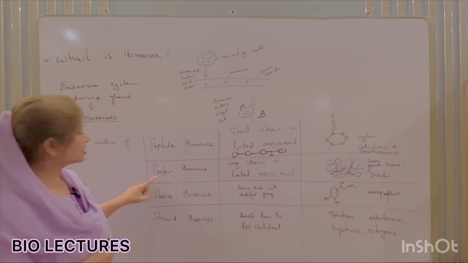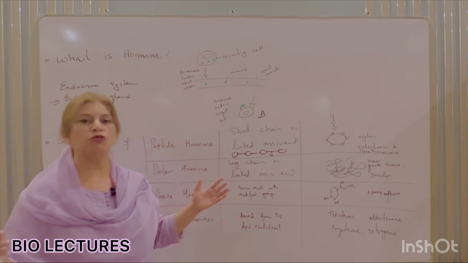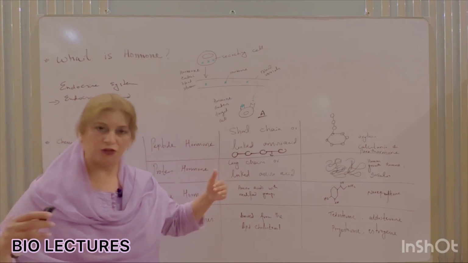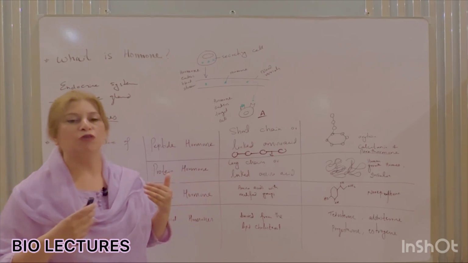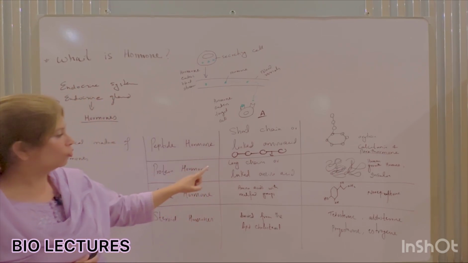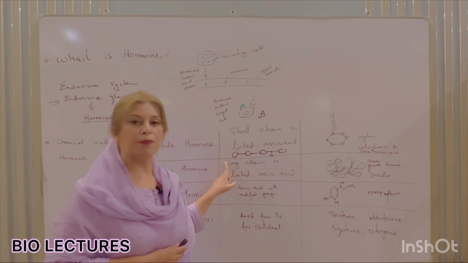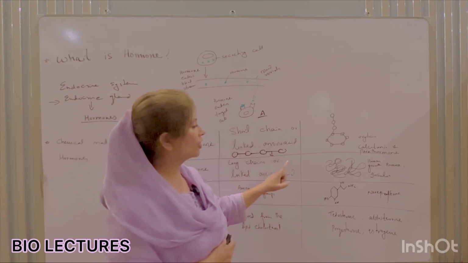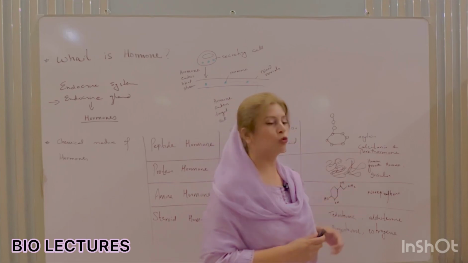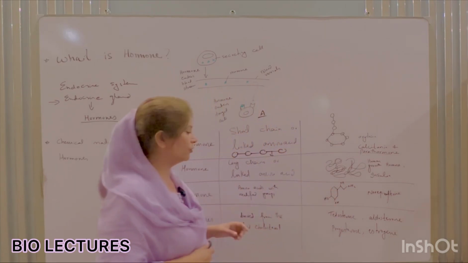The next one is the protein hormone. Students, you know that many amino acids, when they combine together with the help of peptide bonds, make up one molecule of protein. Look here, we are using the words long chains of amino acids, which are linked amino acids, right? You can give the examples of human growth hormone and insulin. These are examples of protein hormones.